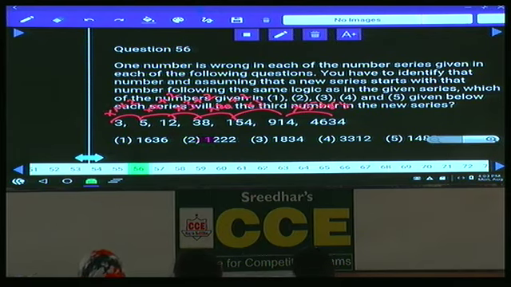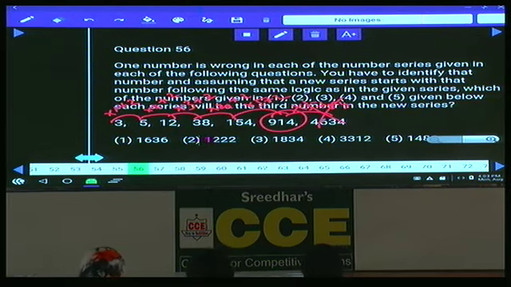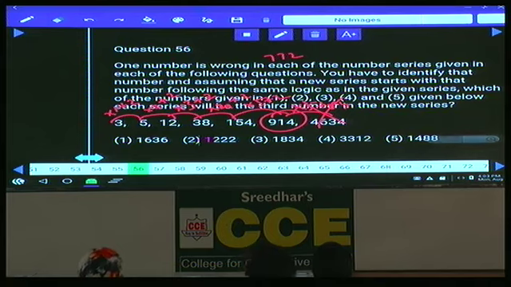154 into 5. Yes, what is 154 into 5? 154 into 5 is how much? 770. Isn't it? Then into 5 plus, so how much? Into 5 plus 2 should be the number. And 770 plus 2, 772 is the number. And in the place of 772, he has given 914. Hence that is the wrong number. Correct number is 772, wrong number is 914. 914, choice please.